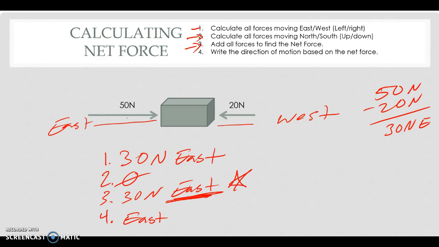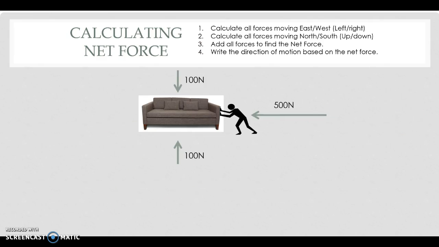So east. And that is how we calculate net force and predict the motion that an object will move based on net force. But let's go ahead and try a couple more. So here we have a guy pushing a couch, and we see that there are 3 different forces acting upon the couch.